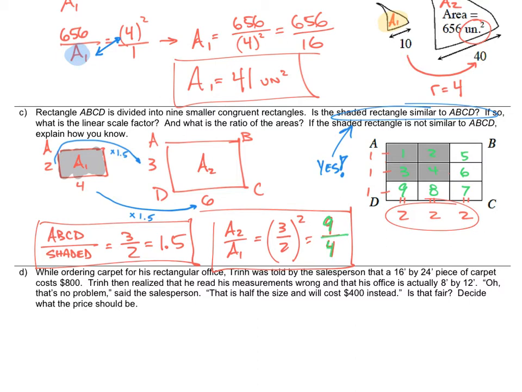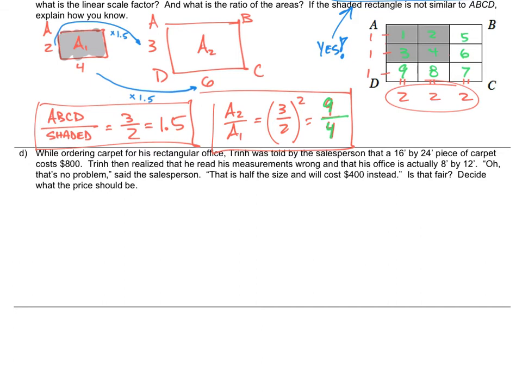All right, last but not least, part D. While ordering carpet for his rectangular office, Trin was told by the salesperson that a 16 by 24 foot piece of carpet costs $800. Trin then realized that he read his measurements wrong. Come on, Trin, take some time and read your measurements more carefully. It's actually 8 foot by 12 foot. The salesperson says, "Oh, hey, that's no problem. That's half the size, so it's going to only cost you $400." Trin suspects that there's some foul play involved, so we need to see if this is fair and then decide what the actual price should be.